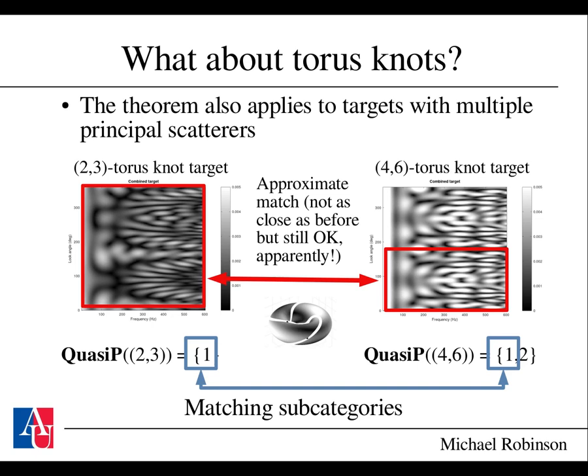Of course, you will note the 4-6 and the 2-3 torus knots trace out the same image of points in the torus, but they're not the same knot. They're obviously quite different as knots. They're not isotopic. And that shows up here as an approximate but not good match. Again, approximate match is exactly the sort of thing traditional signal processing does for you.